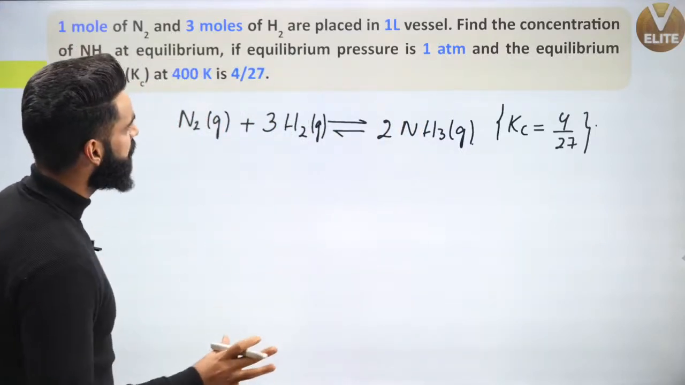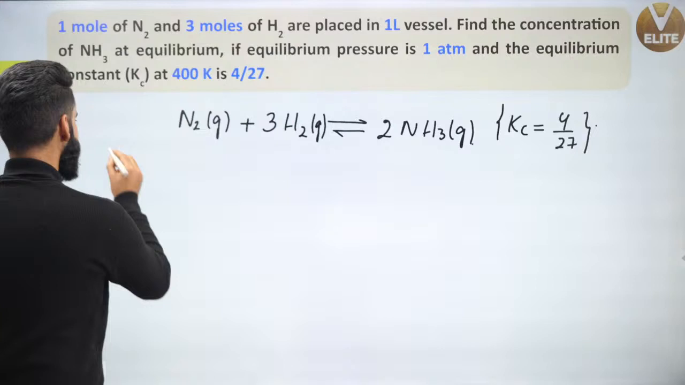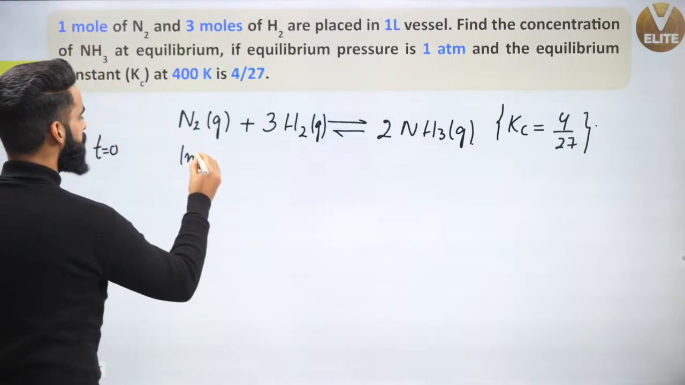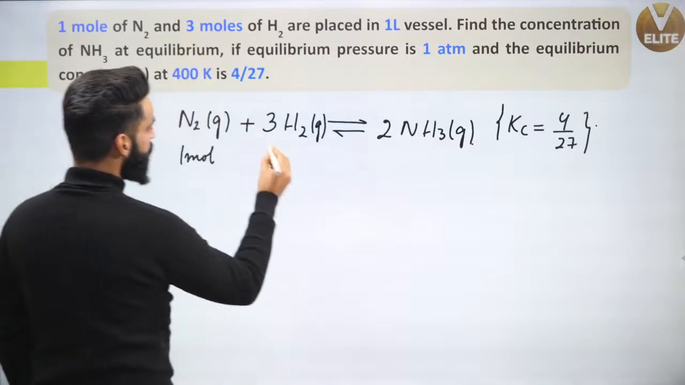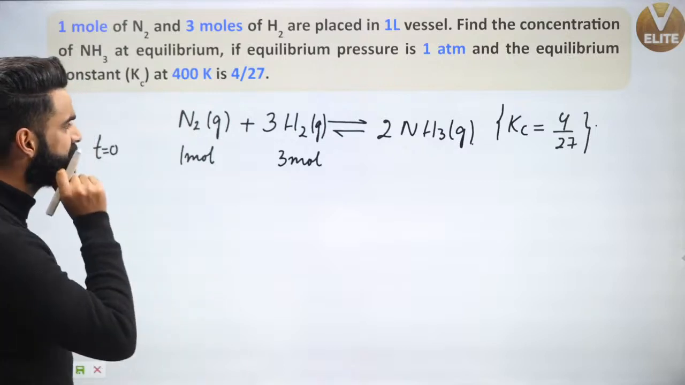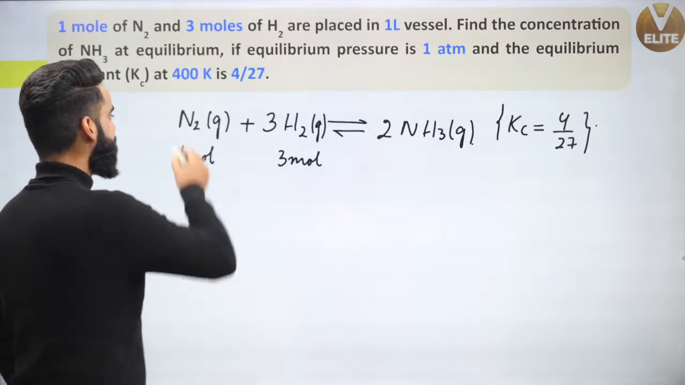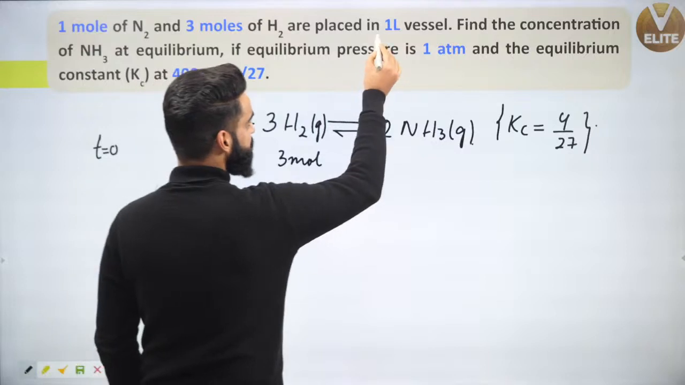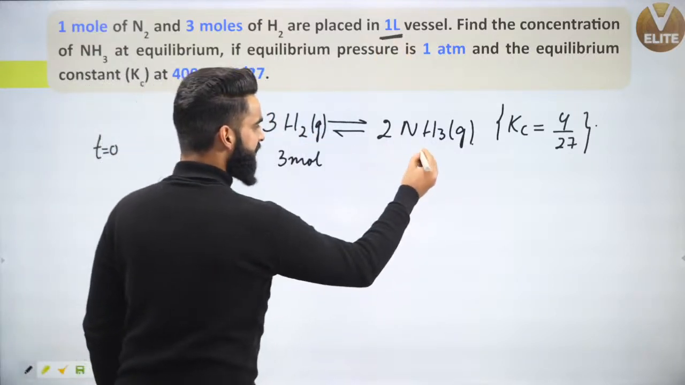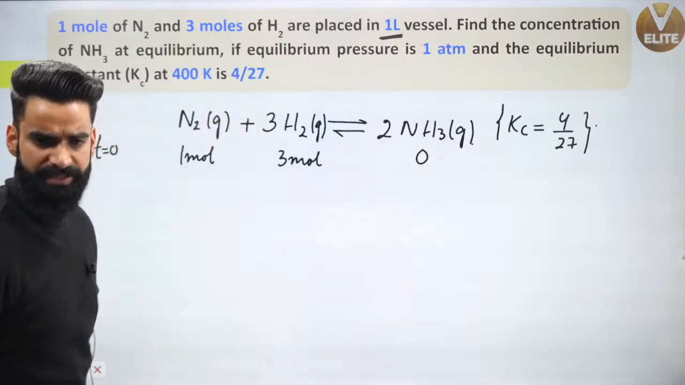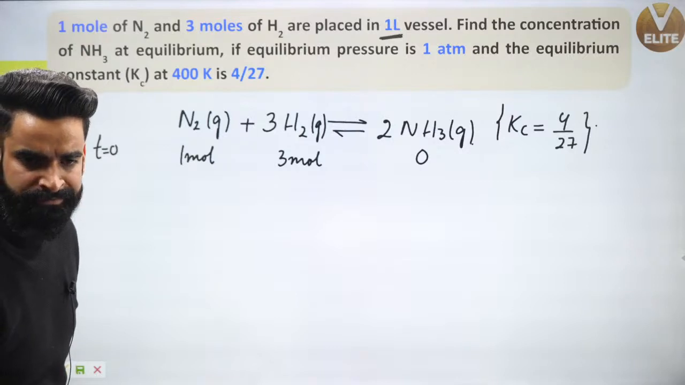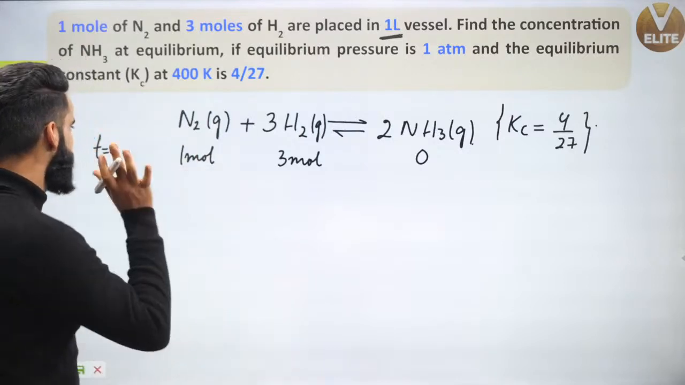And at the same time, what else is given? At time t equal to 0, initially I'm given 1 mole of N2 and 3 moles of H2, when the reaction has not started. And the volume of the container in which the reaction is taking place is 1 liter. Can I say the number of moles of NH3 at time t equal to 0 is going to be 0? Very simple.